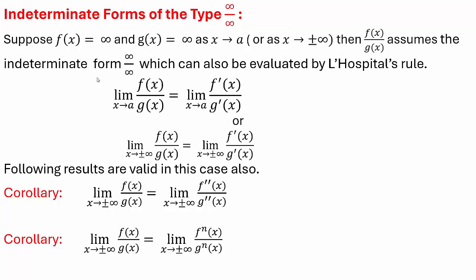Limit x tends to plus minus infinity of f(x) by g(x) equal to limit x tends to plus minus infinity of f double dash x divided by g double dash x. Similarly, for nth derivative, limit x tends to plus minus infinity of f(x) divided by g(x) equal to limit x tends to plus minus infinity of f^n(x) divided by g^n(x). These are the forms of indeterminate form.